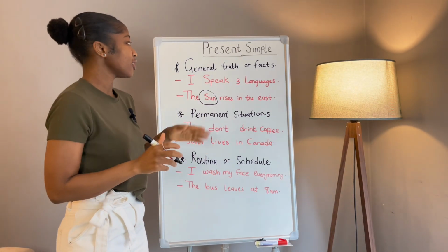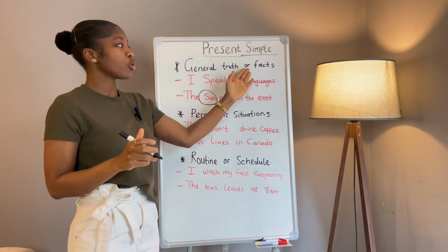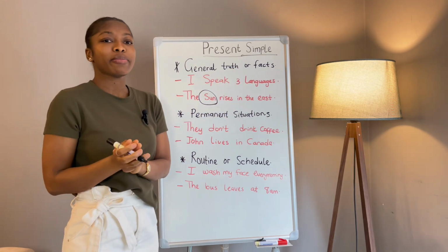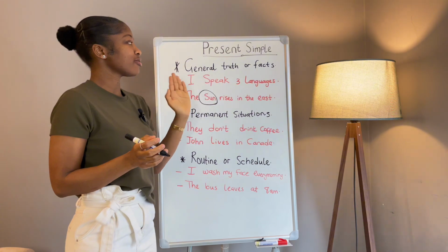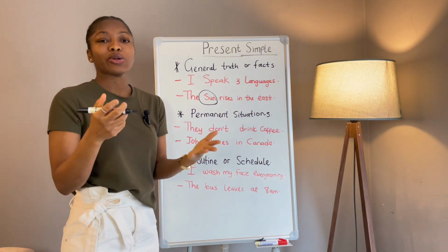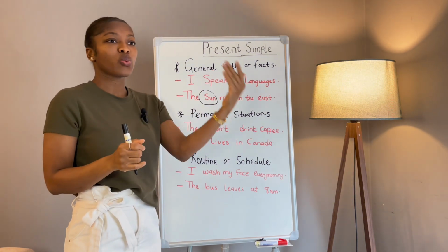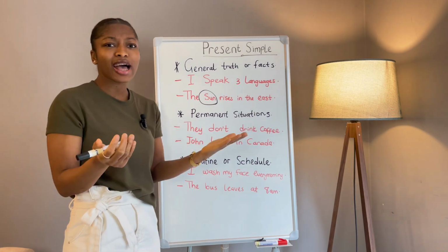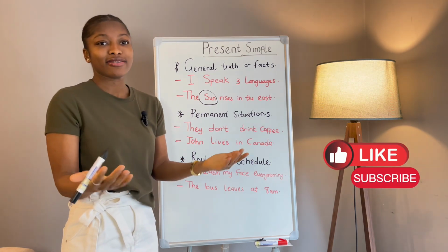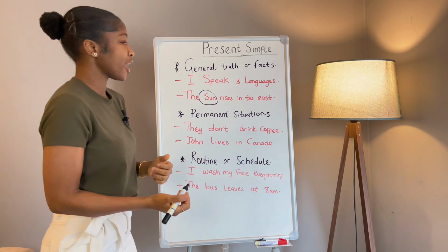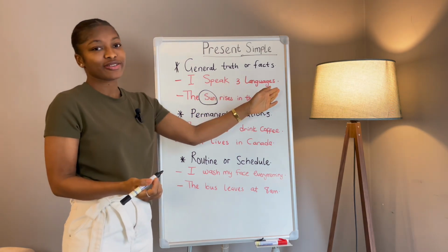The first one is to talk about general truth or fact. What do I mean by that? General truth is something that is always true. And when we talk about fact, it could be about the weather, it could be about the sun, it could be about science. The first example says, I speak 3 languages.